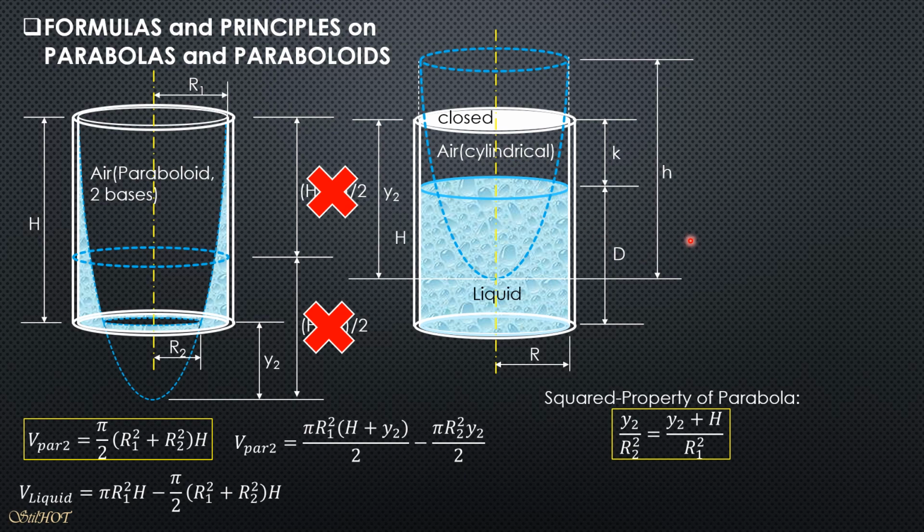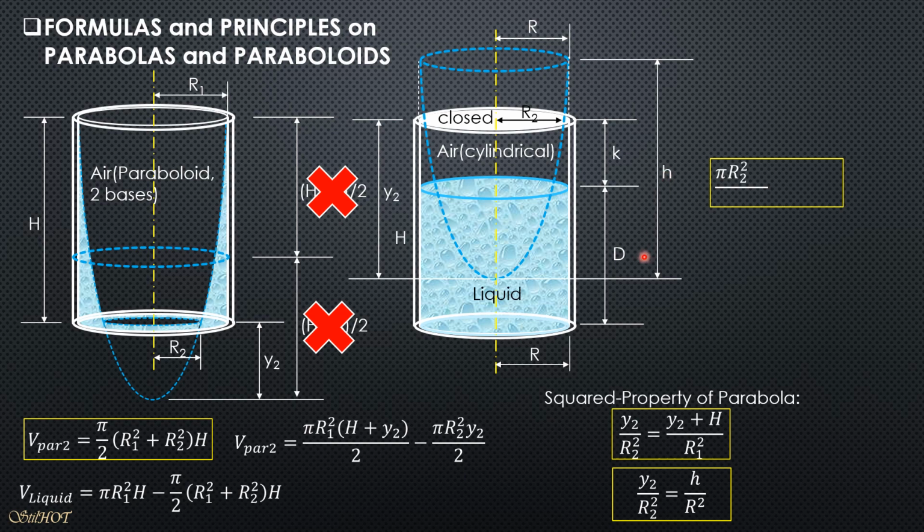So what are the information that we can establish here? So these are the details. So the squared property of parabola would then be y2 as to r2 square equals h as to r square. That would be the squared property of parabola that you can set up. Y sub 2 as to r2 square equals h as to r square.